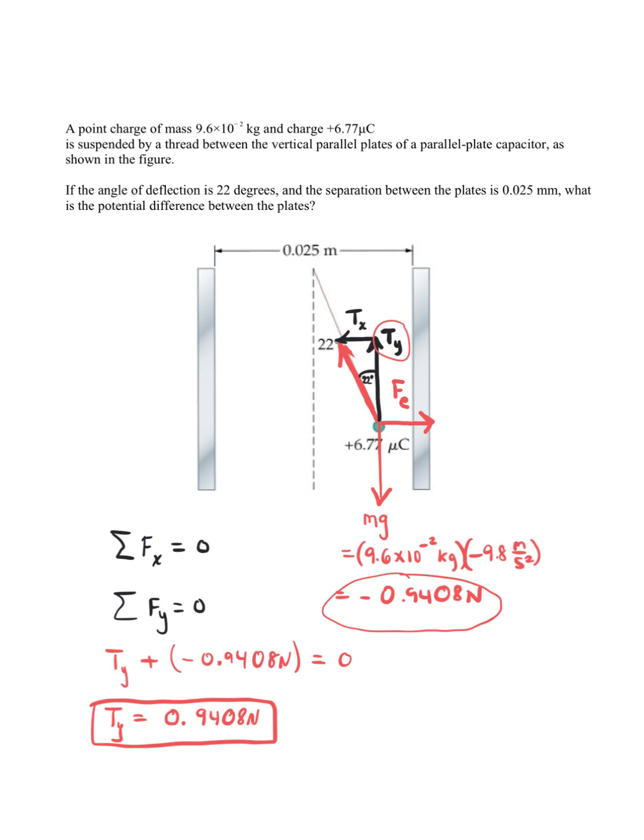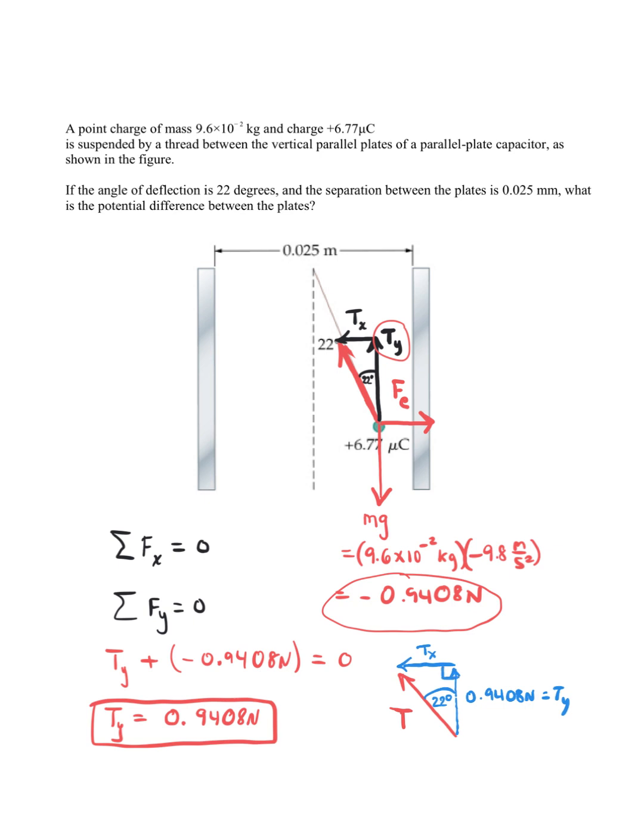So let's go ahead and redraw the triangle here. So this is the thread that pulls on the sphere with a force T. And we know that the y component of this tension force is 0.9408 newtons. And the x component is unknown. So we'll just go ahead and write that as Tx. And the angle that the thread makes with respect to the vertical was given in the problem, that's 22 degrees. And this is a right angle here.